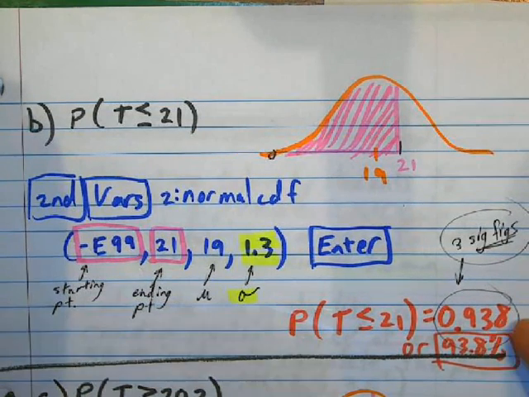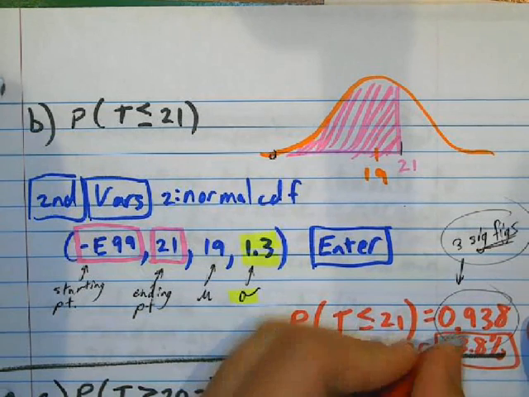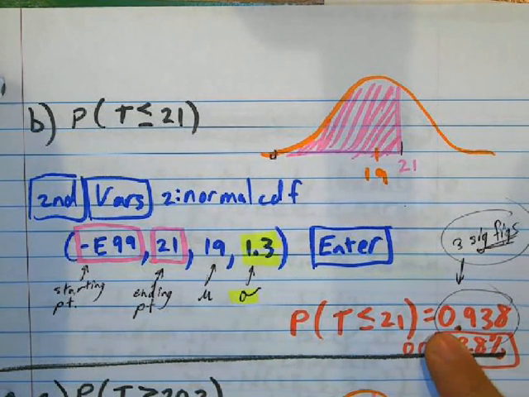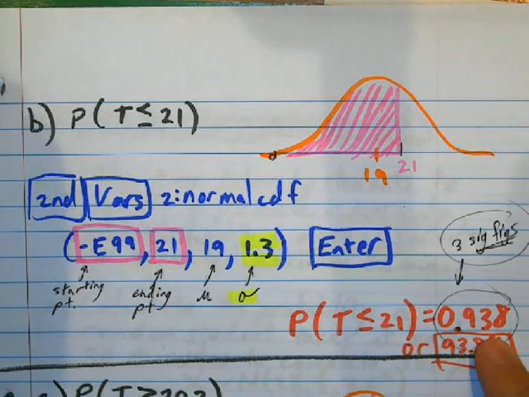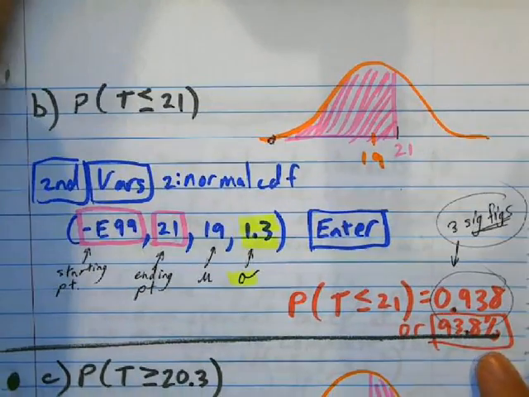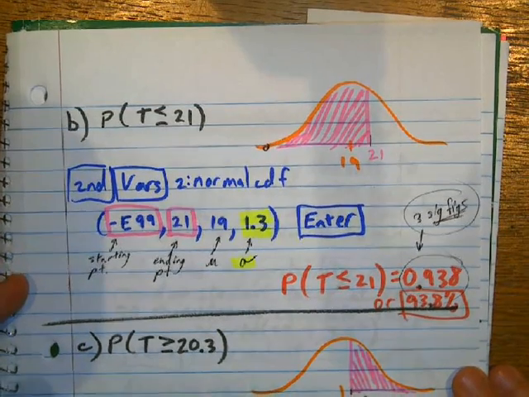A lot of people have been making mistakes with 3 significant figures. This 0 does not count as a significant figure, so the 8 is the significant figure here. Converted to a decimal, this is 93.8%. Now let's move this up. You might want to hit pause and copy this down.